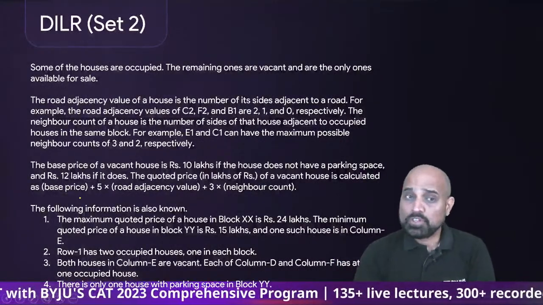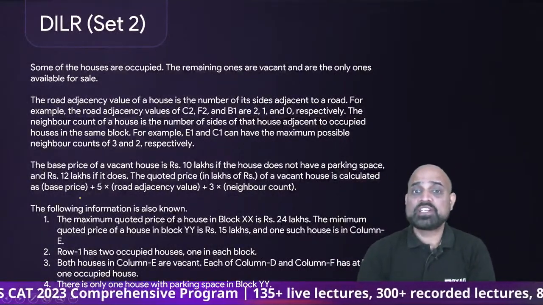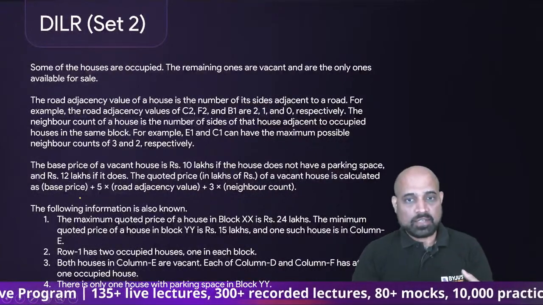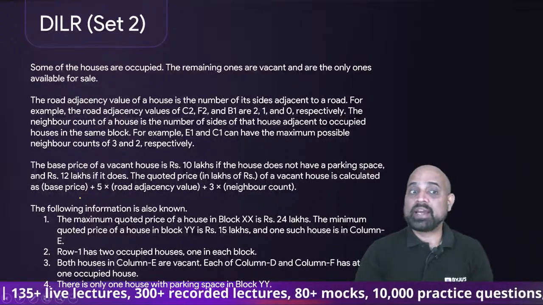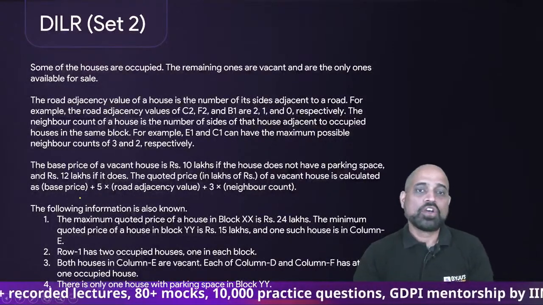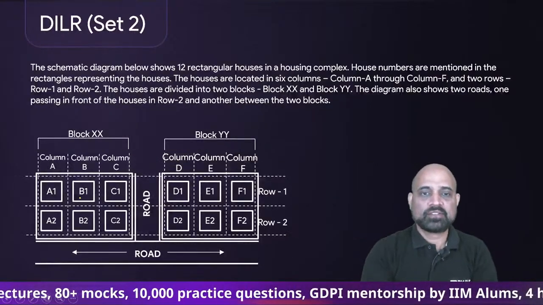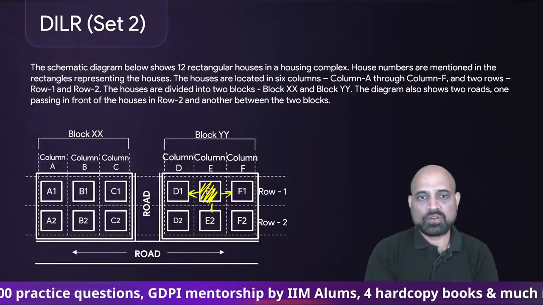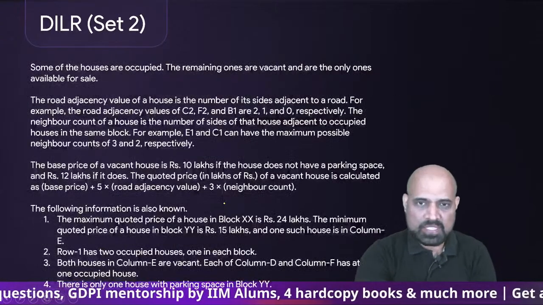The neighbor count of a house is the number of sides of that house adjacent to occupied houses in the same block. So occupied means people are staying, of course, right? For example, E1 can have a maximum occupancy. What is the term occupancy?